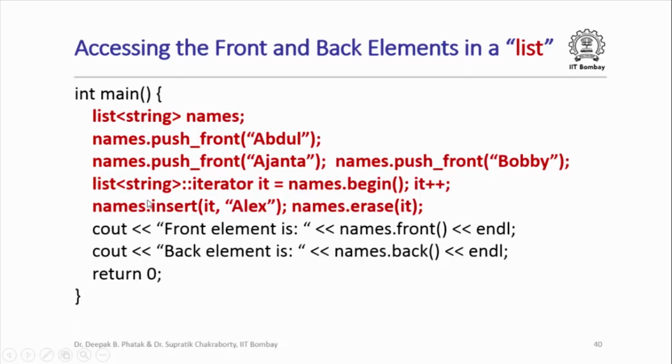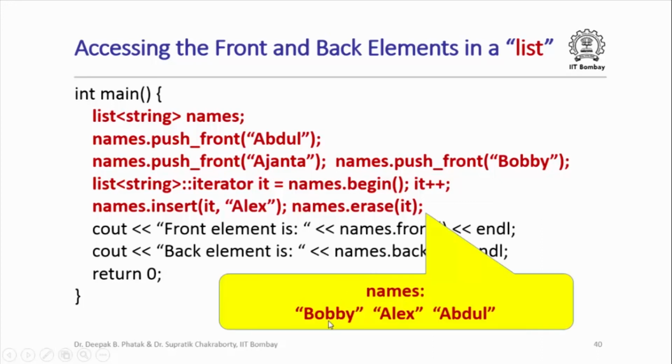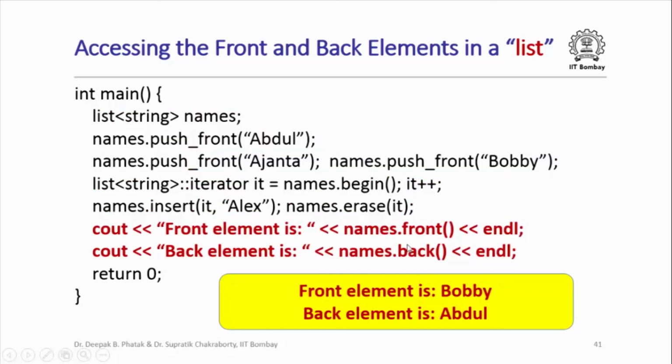So for example, here in the part of the code highlighted in brown, I have created the list with Bobby at front, then Ajanta and Abdul at back. Then we have seen that the next part of the code basically inserts Alex between Bobby and Ajanta, and finally this erase IT erases Ajanta. So we basically have the list Bobby, Alex, Abdul. And now in this list, if I say please give me the front element, please give me the back element, I will get Bobby and Abdul. So that's what I get when I try to print these out. The front element is Bobby and the back element is Abdul.